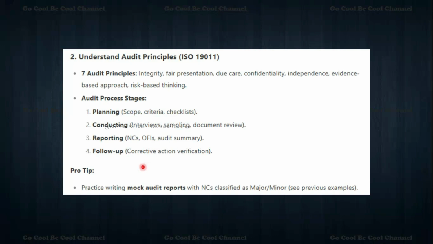Pro tip is to practice writing mock audit reports with the NCs classified as major or minor. As I said, we have a lot of examples available, so nothing to worry about. In the upcoming videos you can go through them one by one. If you are coming to the last video, please start from the basics, my dear friends. You will understand step by step, and you will get a broad idea about writing the NCs and everything.